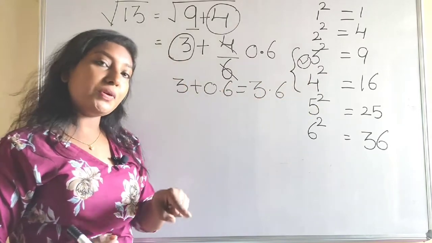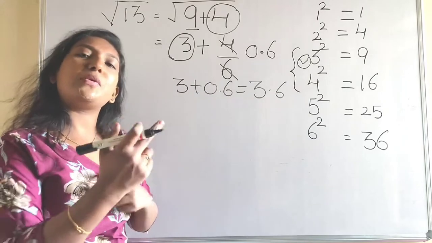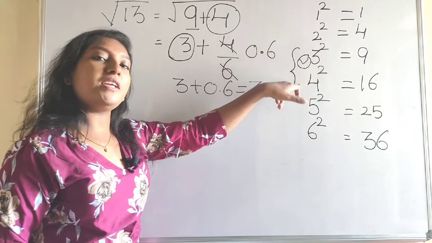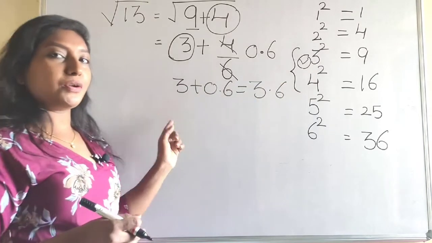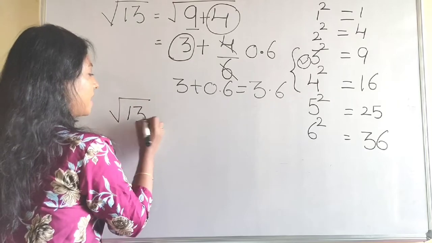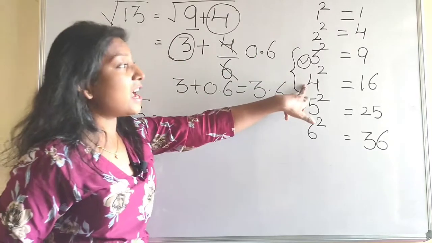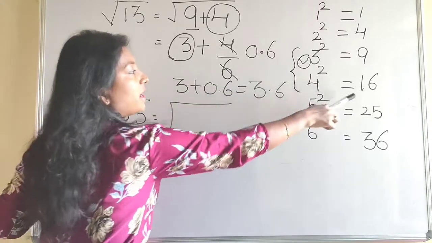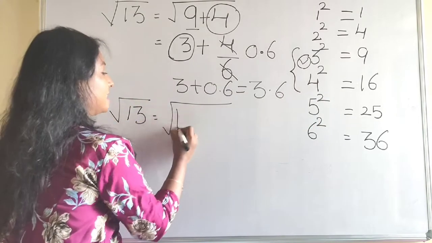Now I will show you in terms of 4 square also, so that you will get the same answer, whether you have taken in terms of 3 or in terms of 4. Now I will show you in terms of 4 square. Let us take. Here I have taken root 13 again the same, and here I am writing in terms of 4 square. And what is the 4 square? That is 16. So write 16.